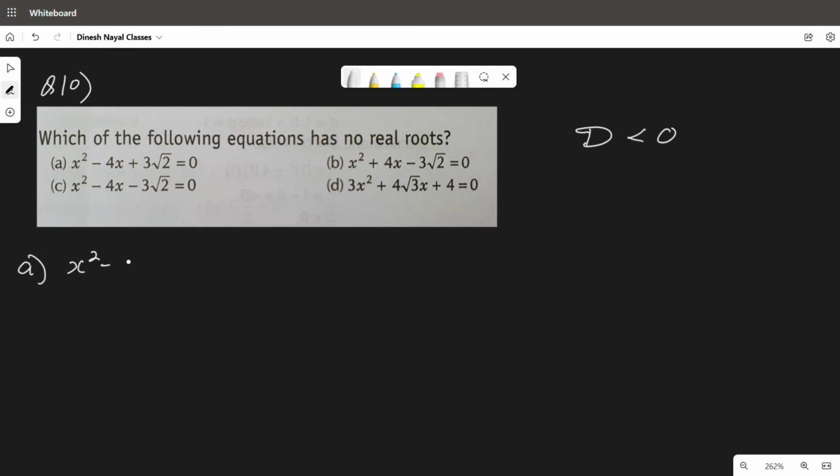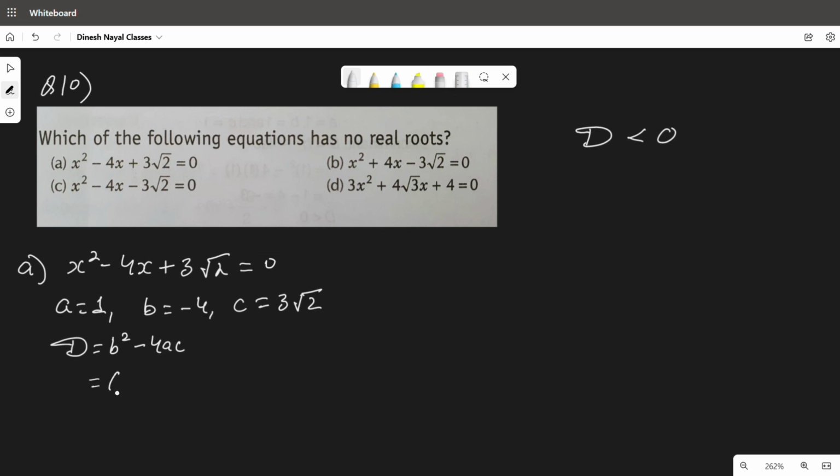So A is x square minus 4x plus 3 root 2 equals 0. So A is 1, B is minus 4, C is 3 root 2. Okay, now taking out D, which is equal to b square minus 4ac.